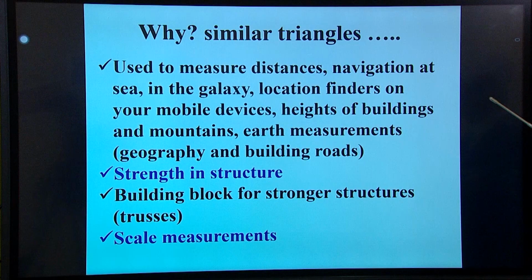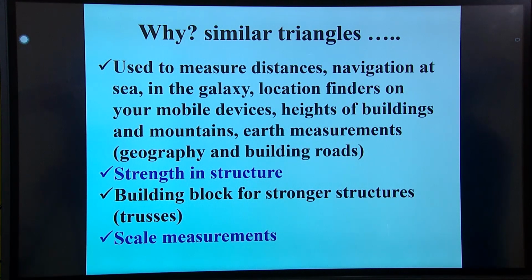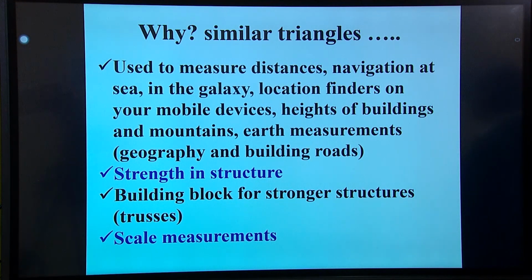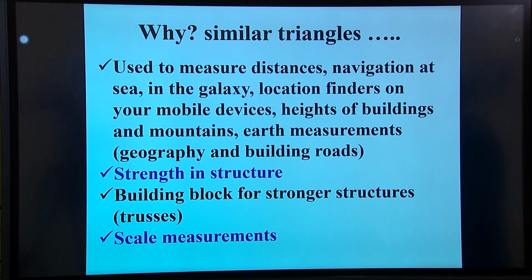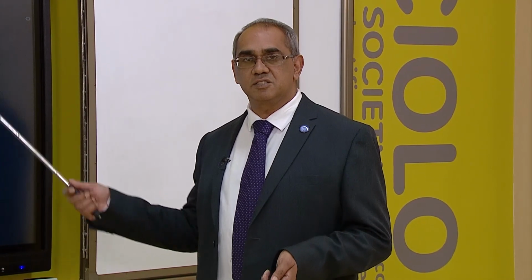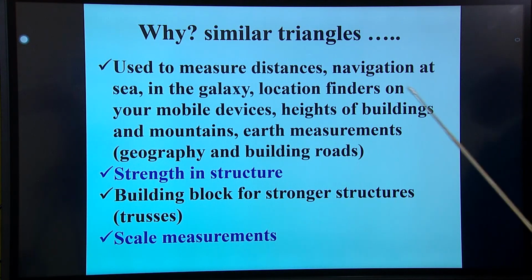Do you know, for example, measuring distances, navigation at sea, trying to find the distance between the planets in the galaxies, that little location finder on WhatsApp and Telegram? All these things are based on similar triangles. So, we use similar triangles to actually work out distances. That's one of the most important things of it.